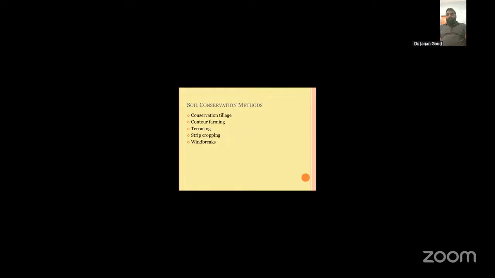In the main conclusions, soil conservation methods are essential for maintaining soil fertility, preventing land degradation, enhancing agricultural sustainability, and supporting climate resilience. Okay, coming to the next slide.